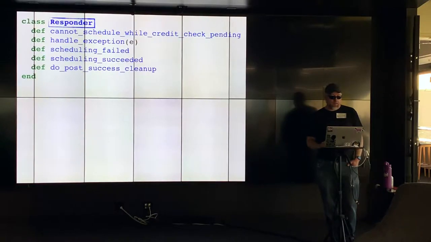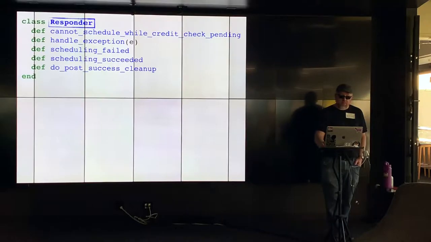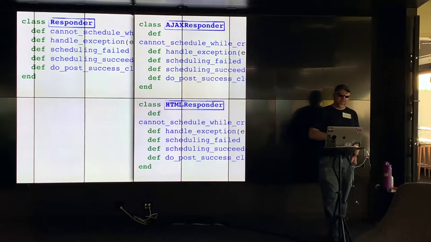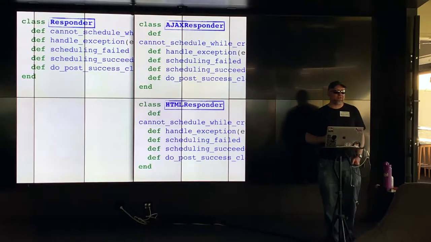The implementation on this one is pure brute force. I copy-paste the entire responder class, and I change the names. One of them I changed to AJAX responder, and one of them I changed to HTML responder. By the way, this means I now have 10 copies of that call to request.xhr in my code.